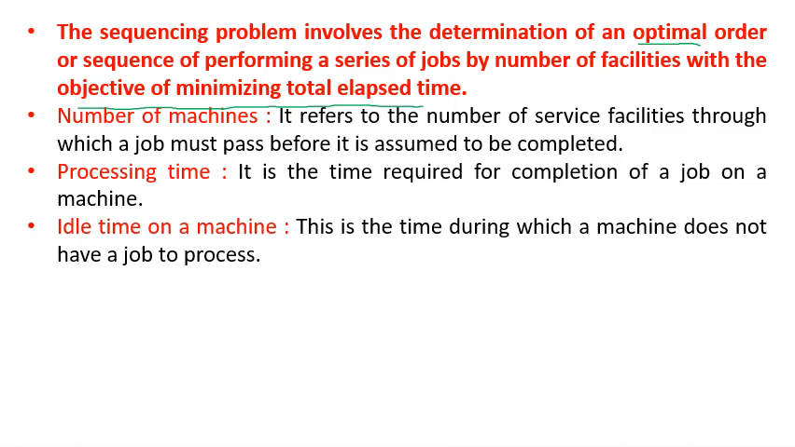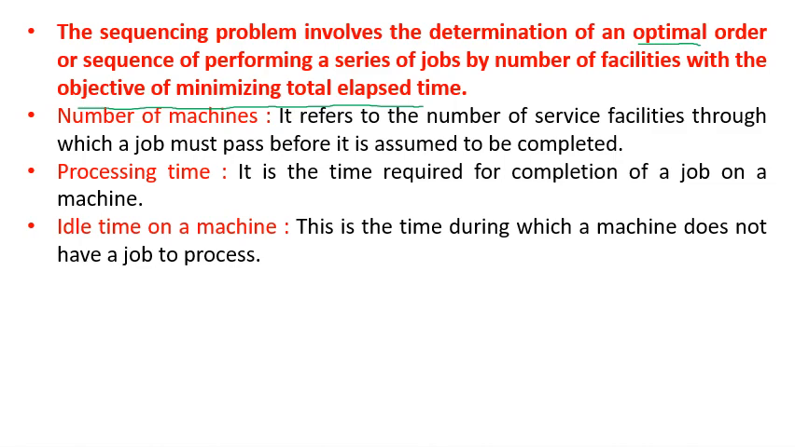Please make a distinction between jobs and machines. You are now talking about jobs on one side and machines on the other. All these jobs have to be processed on a particular machine. So, you will have single machine problems, two machine problems, three machine problems, or more than three machine problems. We will be covering all that in the subsequent sessions.